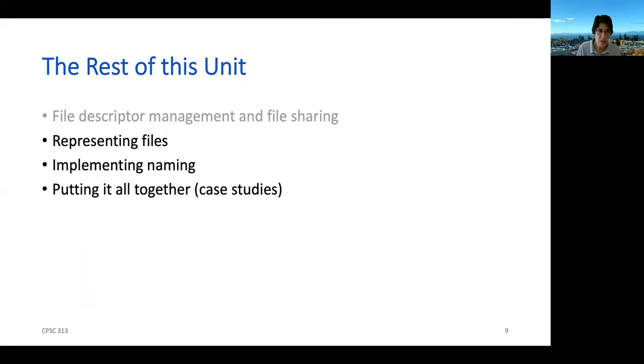So in the rest of this unit, we've already talked about file descriptor management. So next, we'll talk about how we represent files, and then how we use that representation of files to implement this naming. And then we'll show you a couple of different file systems and how they put these things together.